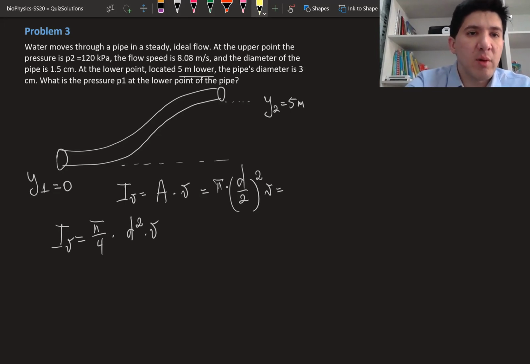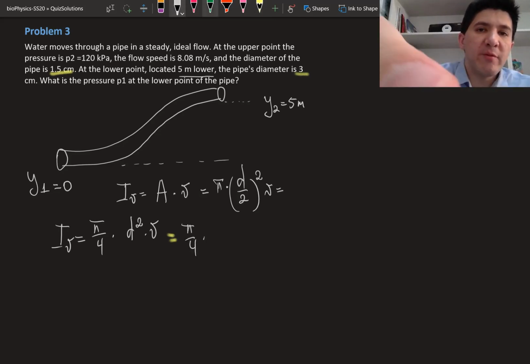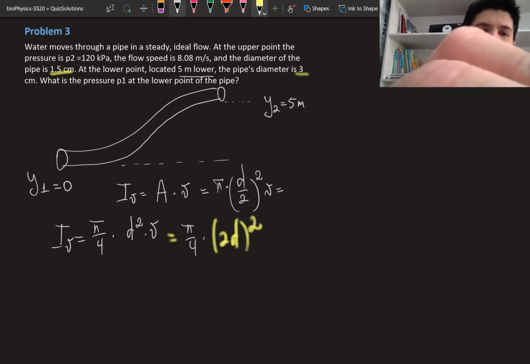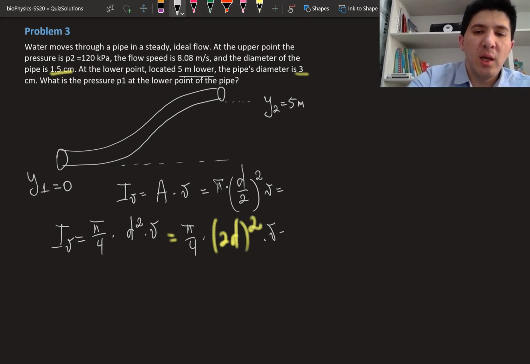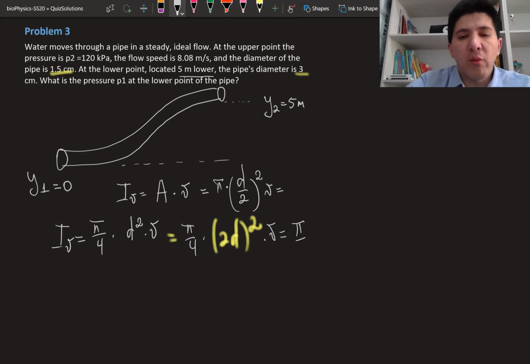So it means that if I increase the diameter from 1.5 to 3, which is twice, I have to multiply the diameter by 2. So I'm going to substitute this in this way. It's going to be pi over 4 times, instead of d, 2d, squared, multiplied by the velocity. I would like to know how the velocity is going to change. So it's going to be pi over 4 times 4 times d squared, times the velocity.